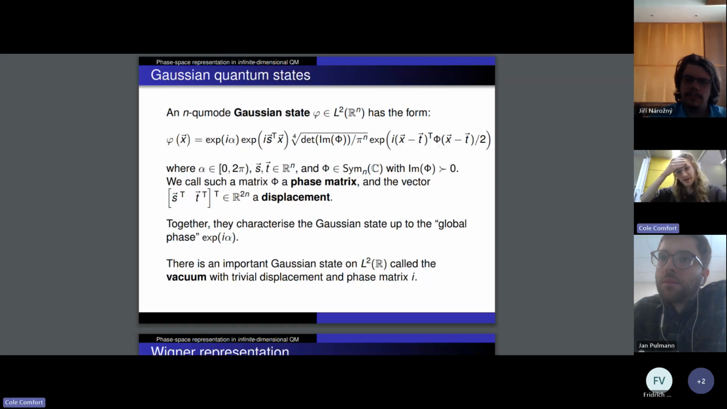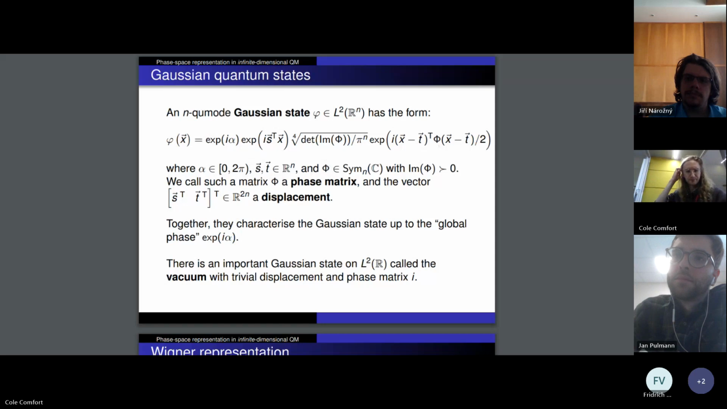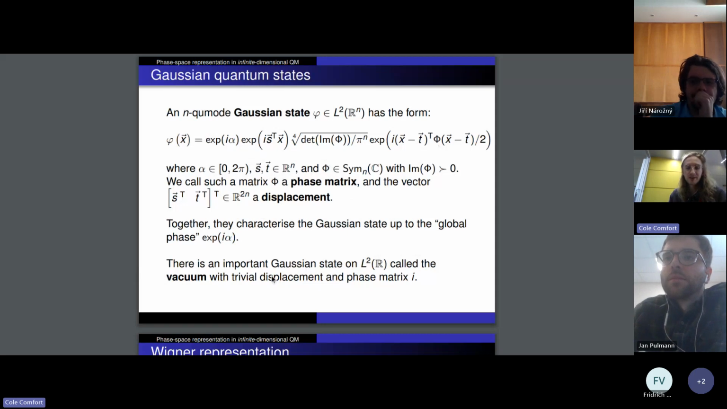But of course, what we're going to try to do is to forget about Hilbert spaces and see if we can just work within the phase space semantics. A really important Gaussian state is called the vacuum. So there's no displacement, and the phase matrix is just given by i. This is the state of Gaussian noise in your quantum system.